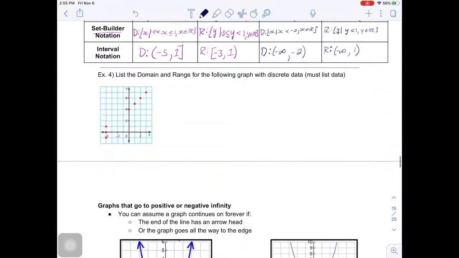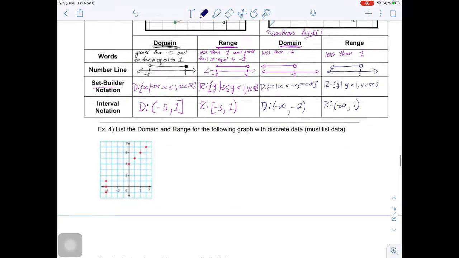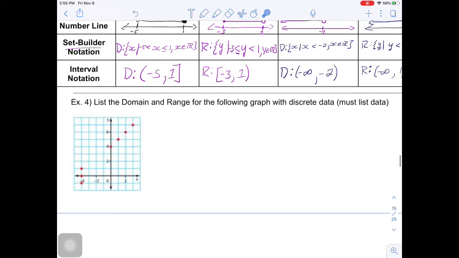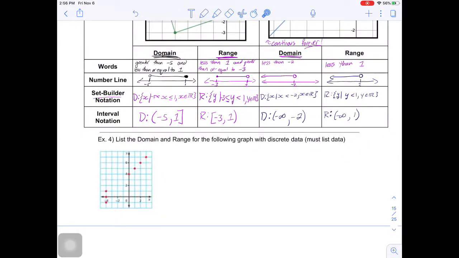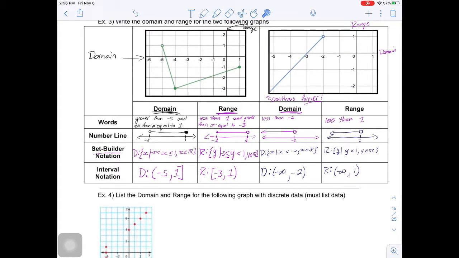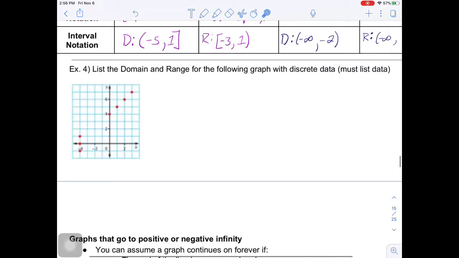So let's do one more example. And this example is a little different because here you notice that this is discrete data. So this is just something I really want to mention. When you list the domain and range for a graph that's discrete, you can't really use number lines because it's just simply points on a line. You have specific values that stuff equals, and you don't have continuous data. So your x value won't be every real number. Your y value won't be every real number. So when you're listing the domain and range of discrete data, you just list the data.